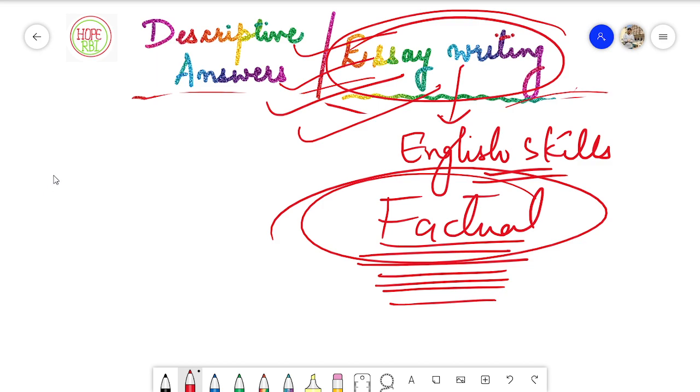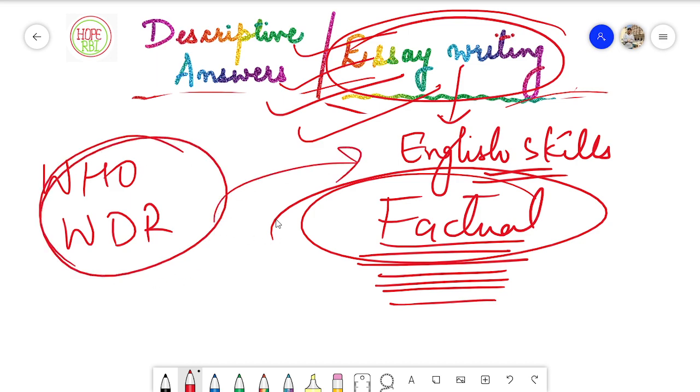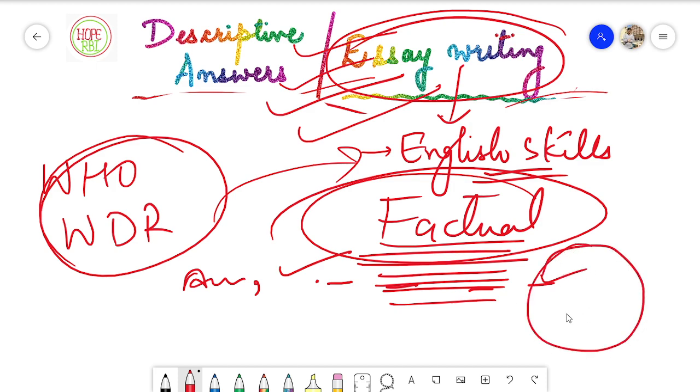You don't have to write a WHO report or a World Development Report. You don't have to cite all of these things while writing essays, because in essays all they need from you is: are your punctuation skills correct? Are you placing commas in the right place? Are you placing full stops at the right place? Are you giving spaces in the correct manner? Are you committing any spelling mistakes or not? And at last, they are seeing whether your essay is relevant to the topic which is asked.